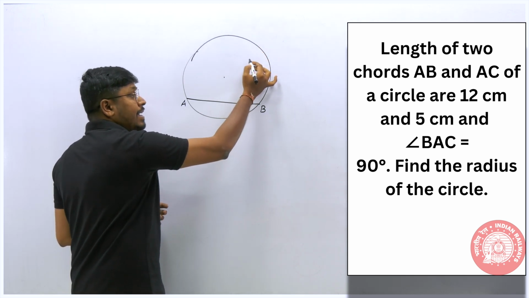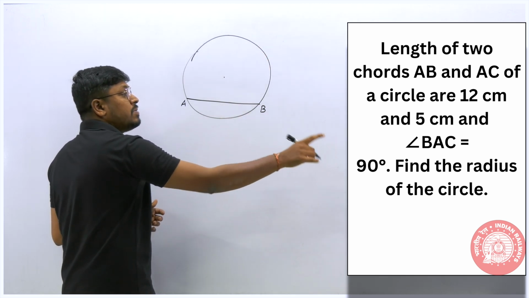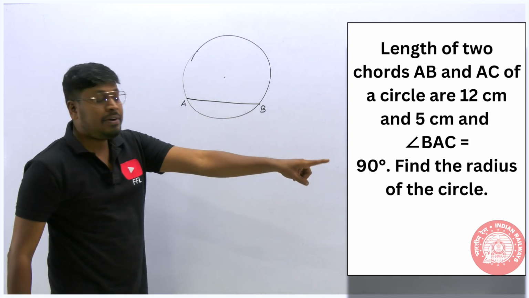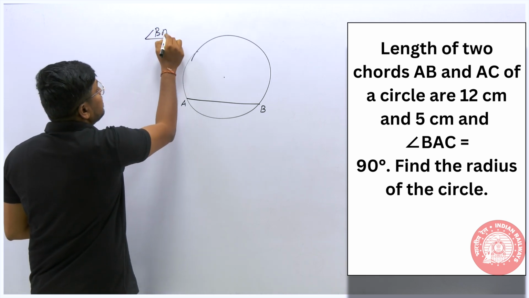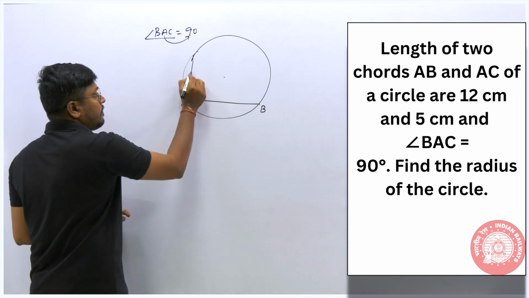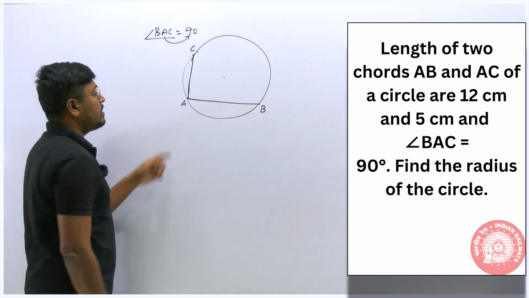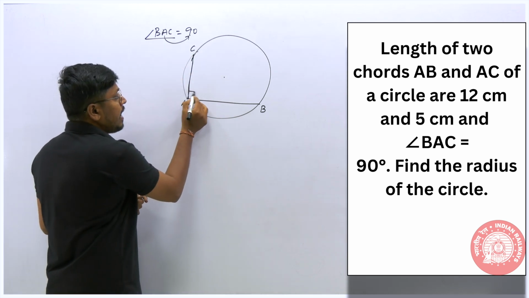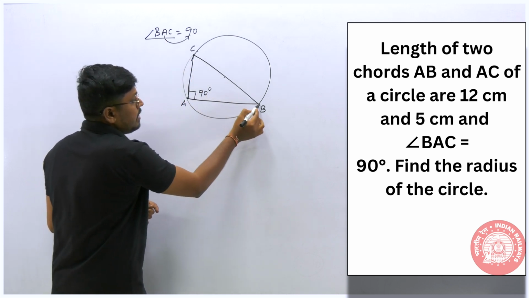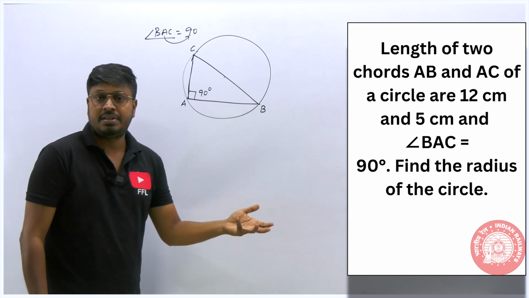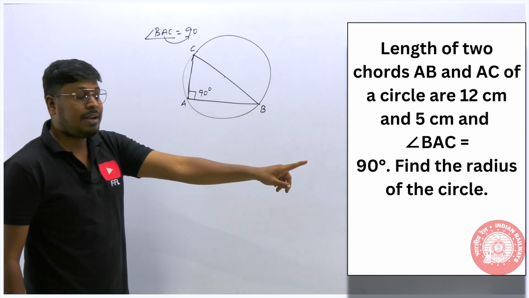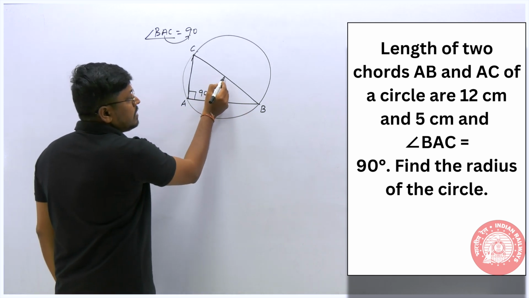Many students will have a doubt: can I draw the other chord like this or like this? Yes, you can, but only if the value of angle BAC equal to 90 degree was not given in the question. Here they have given that angle BAC is equal to 90 degree. That means the angle at A should be 90 degree. If the angle at A is 90 degree, then definitely you have to draw the chord to C only here. So this will be the other chord AC. Only then can we say the angle will be 90 degree. So friends, understood or not? So finally, according to the given data, we have drawn two chords, and the angle at A is 90 degree, which makes it a right angle triangle, and our target is to find the radius of the circle.